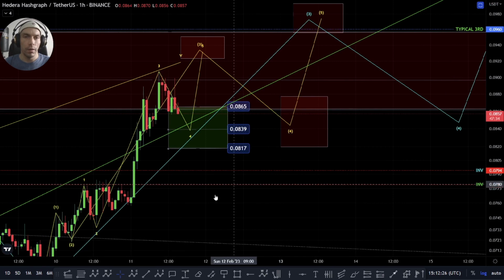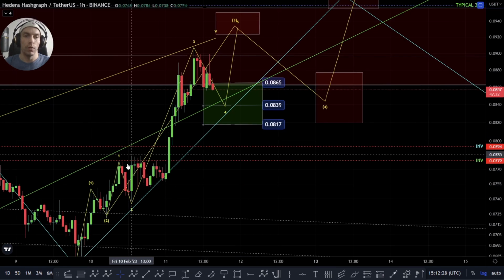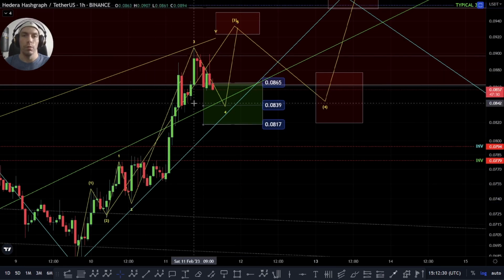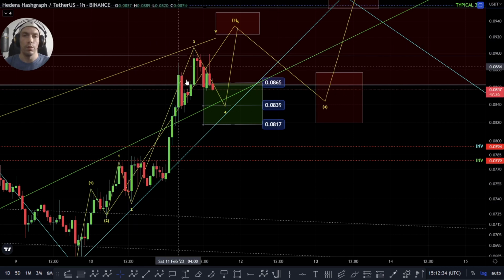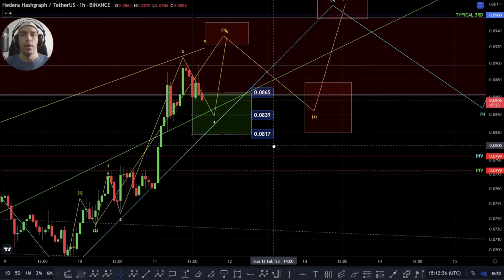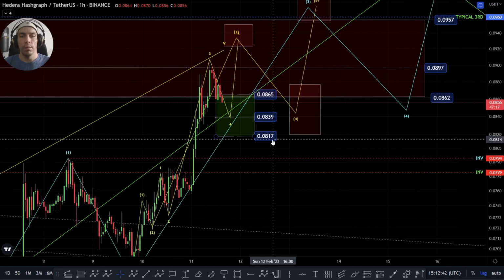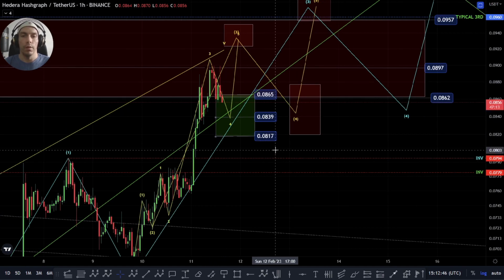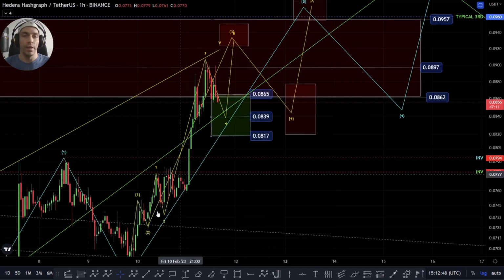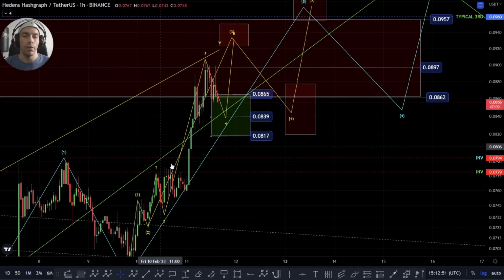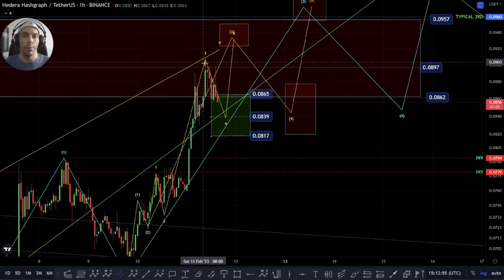Looking at the internals of the smaller count here, we can see we have this as a 1, 2, 3. So we're looking for this as a third into here, with a 1, 2, 3, 4, 5 up into that point. For as long as we hold this point with this 8 cent 17, we can potentially still look for this to play out. If we do drop down lower than this, it is less likely that we are following this structure, and actually we are potentially going to break down from here. So we're going to go over that potential as well.